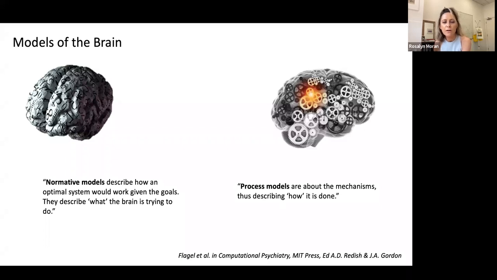And here, what we might be interested in, and this is a useful taxonomy in Flegel's chapter in computational psychiatry, is that we may want to look at normative models. So this is describing how an optimal system would work given the goals. So trying to describe what a brain is trying to do. So things like reward maximization, or we might want to understand process models. So the sort of beautiful deconstructions you've just seen. So what is the mechanism? So how are things done with relations to synapses and cells?